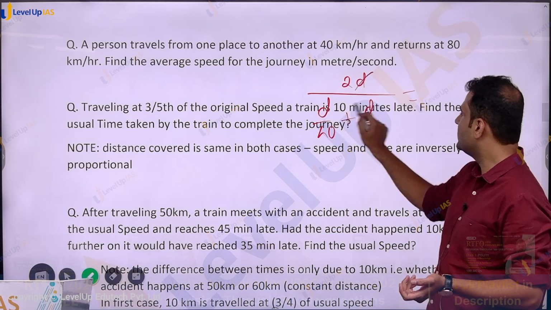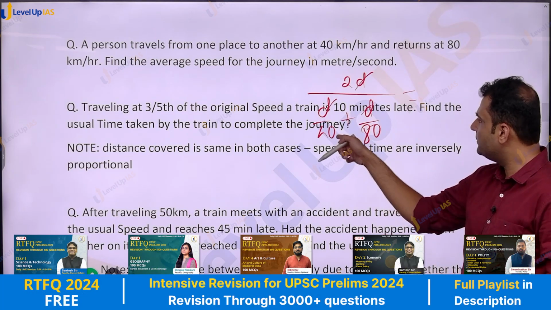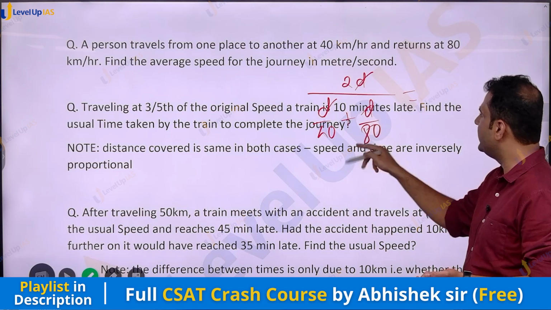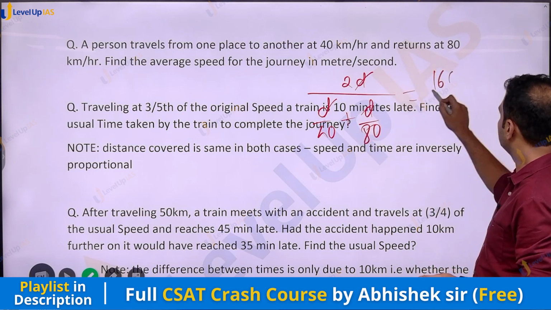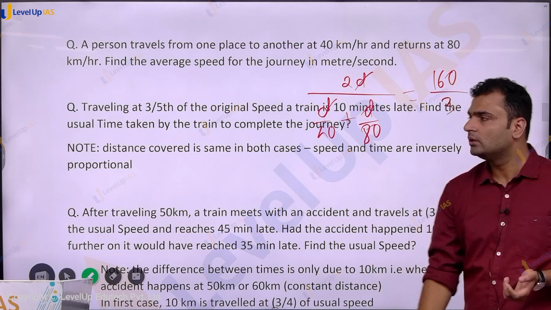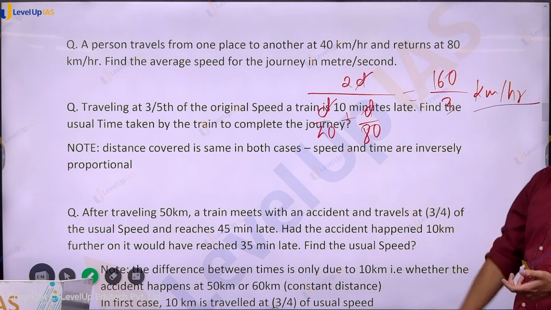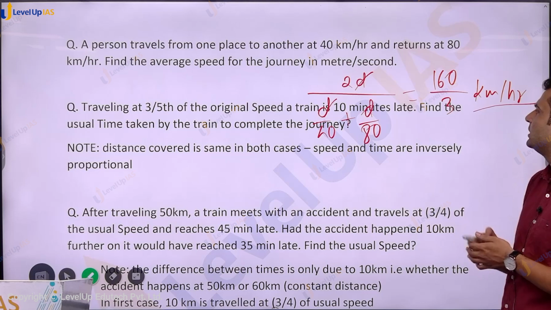So d can get cancelled. You have 1 by 40 plus 1 by 80, whose LCM is 80. So 2 plus 1, 3, 3 by 80, 80 can go to the numerator, 160 by 3. So that would be the average speed. It is in kilometer per hour. You can convert it into meter per second if the options are in meter per second.